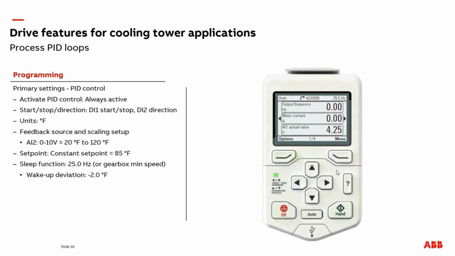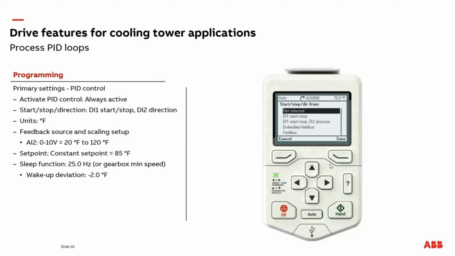Now let's take a look at programming the drive for process PID control. I'm going to select Menu to get to the primary settings. From here, scroll down to PID control and select. I'm going to manually select Use PID control, which will set the active PID to always active. And that's great. I want to be continuously monitoring the loop temperature feedback for the PID.